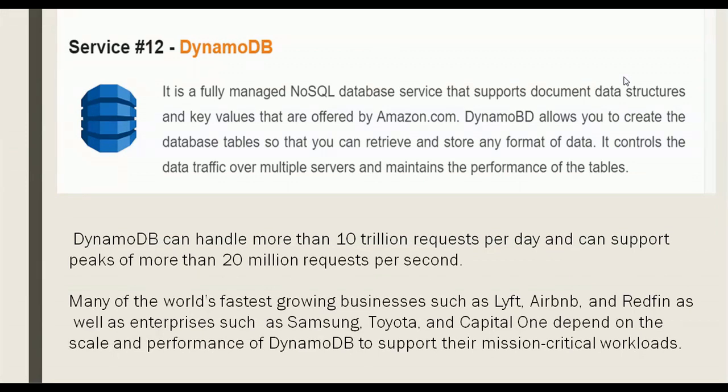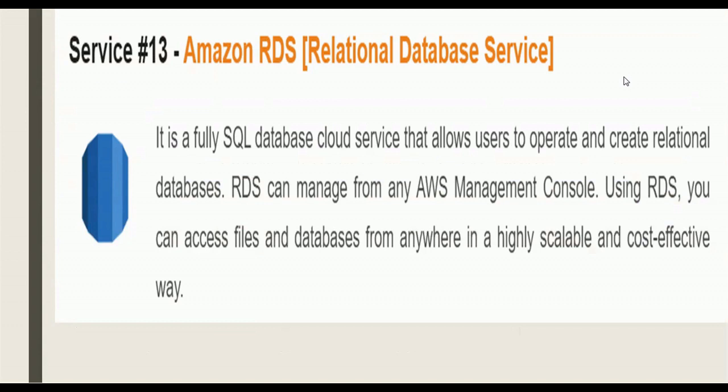DynamoDB is a fully managed NoSQL database offered by Amazon.com that supports document data structures and key values. This DynamoDB can handle more than 10 trillion requests per day, which is a lot of data, and can support peaks of more than 20 million requests per second. Because of this, many organizations are using DynamoDB. Amazon RDS is a relational database. It is a fully managed SQL database cloud service that allows users to operate and create relational databases.